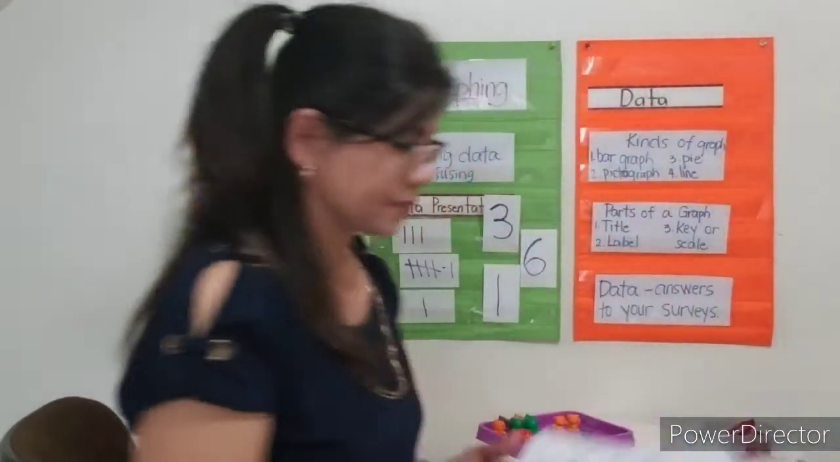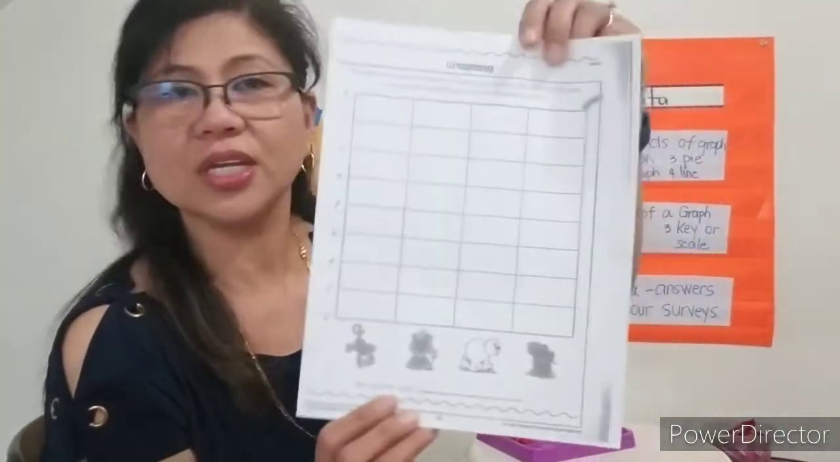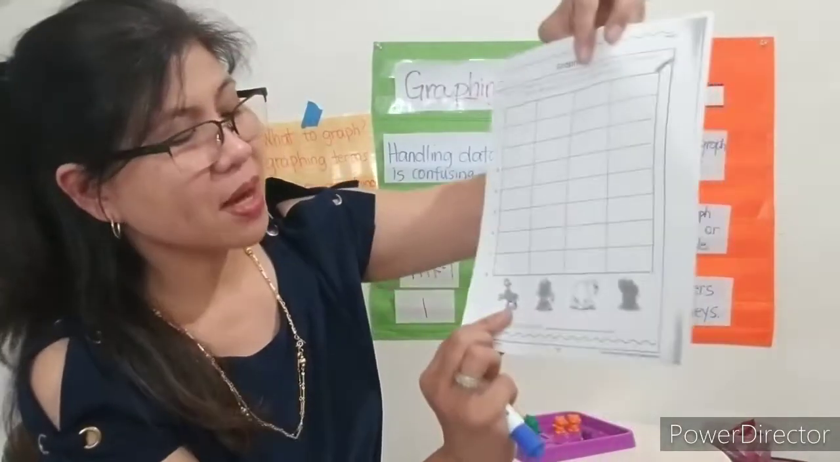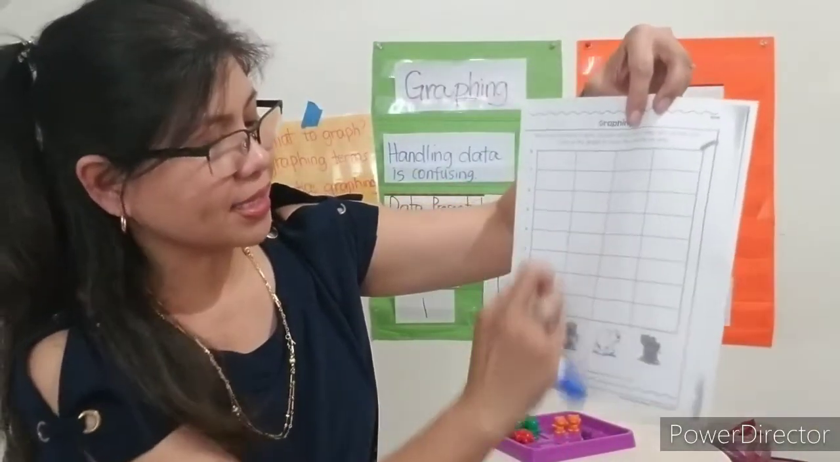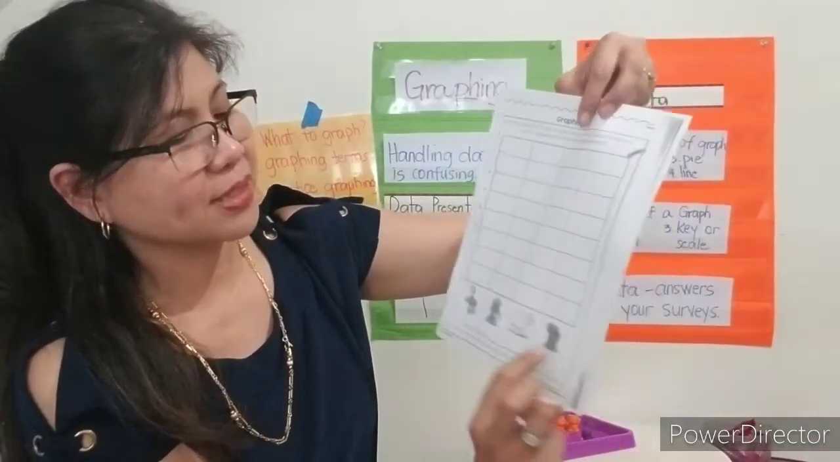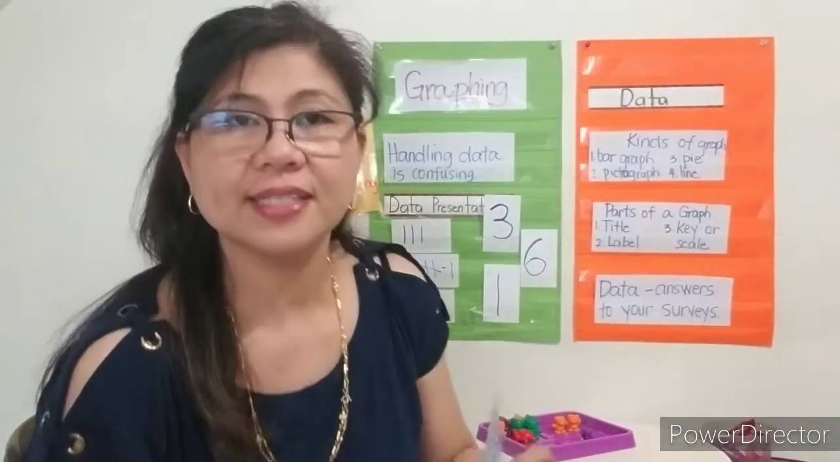Okay, so before we end, I have here a graph. Okay, see this? You can always pause the video and you can create something like this. These are the monkeys, these are the lions. You will put the number of monkeys on this column, the number of lions, the number of polar bears, and the number of elephants. But this is my data. I collected the data for you.